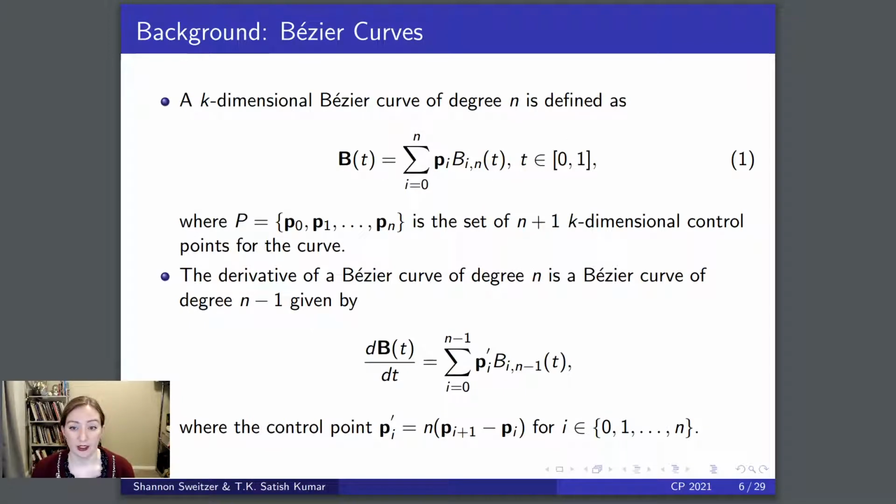Next, we have the definition for a k-dimensional Bezier curve of degree n, which in essence is a linear combination of Bernstein basis polynomials, where the k-dimensional coefficients p are called the control points of the Bezier curve. The curve is parametrized by t. Notice that the derivative of a Bezier curve is another Bezier curve with degree 1 less, given by the equation here.